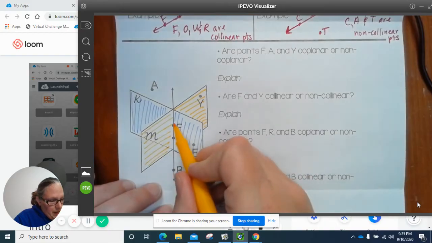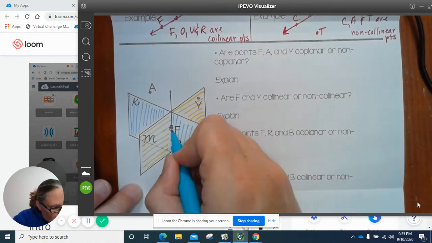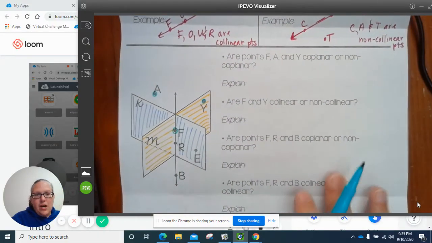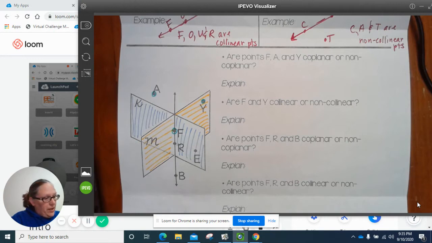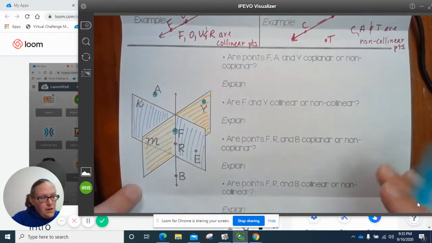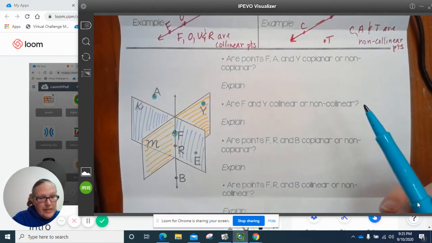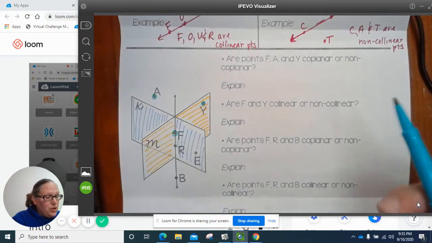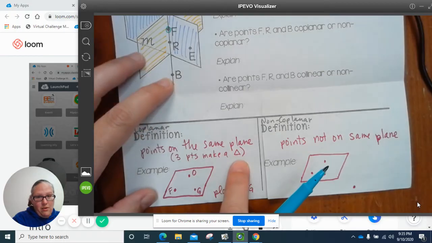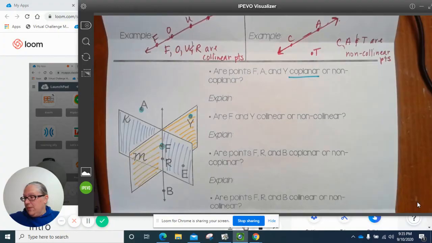So look at points F, A, and Y. So these 3 points, do you think they are coplanar or non-coplanar? Pick your answer. Okay. Is there a plane going through those 3 points? No, there is not, but could we put one there? Do the 3 points make a triangle? Yes, they do. So these points are coplanar.